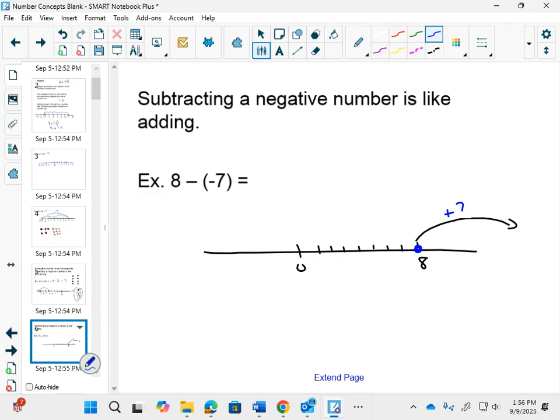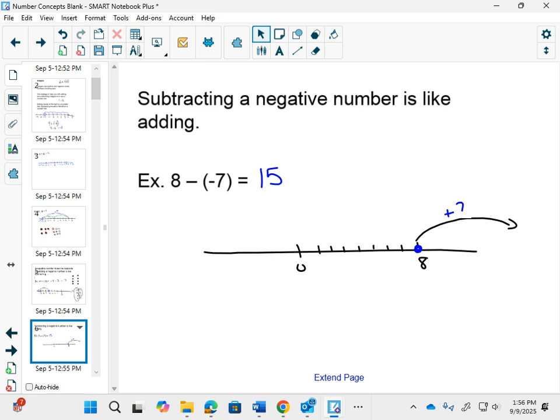So the answer to this one is 15. Which is exactly what you said. If you take away a negative, you basically add it. And that's how I say it out loud. My thing: take away a negative. I have 8, and I'm going to take away 7 negatives. I'm going to take away negatives, I'm basically adding.